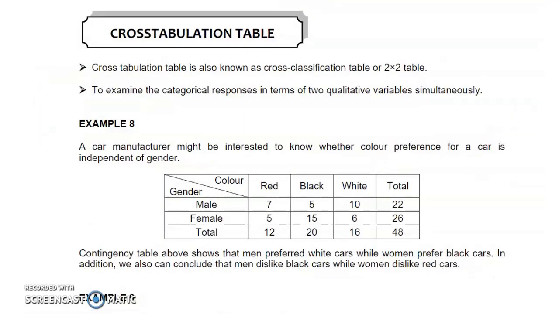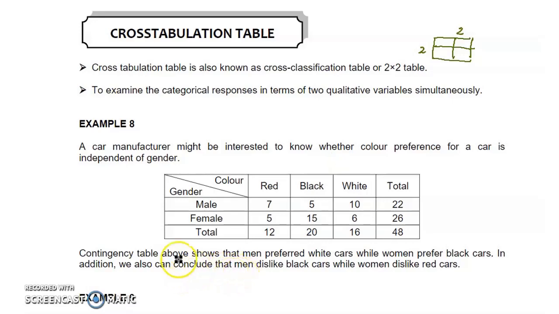Okay, last one for qualitative variable, the cross tabulation table. Okay, a cross tabulation table is also known as a cross classification or 2 by 2 table. A 2 by 2 table means that you have 2 rows and 2 columns. Okay, like this. That means a 2 by 2 table. If you have 2 rows and 3 columns like this, then this one will be a 2 by 3 table.